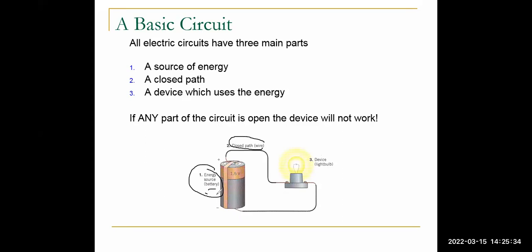Siyempre, yung kukuha ng energy from the battery is, for example, itong bulb. Yan. Then sabi natin, if any part of the circuit is open, the device will not work. Sabihin, pag naputol tong wire na to, di ba, pag naputol o natanggal sa pagkakabit to sa battery, technically, hindi iilaw yung bulb. So, ganyan ang basic circuit natin. Meron tayong source of energy, the closed path, and the device which uses the energy. Okay?